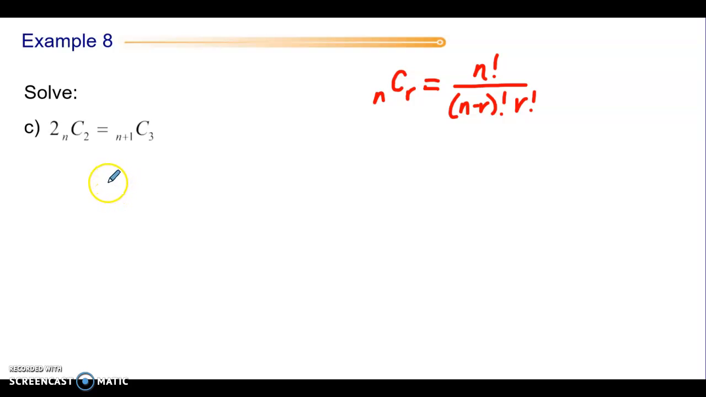Section 2.5, 2.6, example 8c. Solve 2 times nC2 equals (n plus 1)C3.